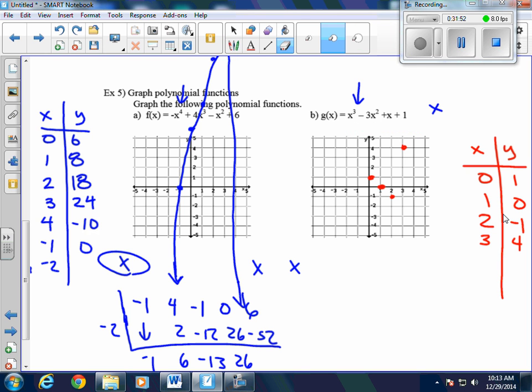So now let's put in some negative numbers. If I put in negative 1, that's going to be negative 1 minus 3 minus 1 plus 1. So that's going to give us negative 5 plus 1, which is negative 4. And that one is also going to its end behavior down here. So there's your graph on B.